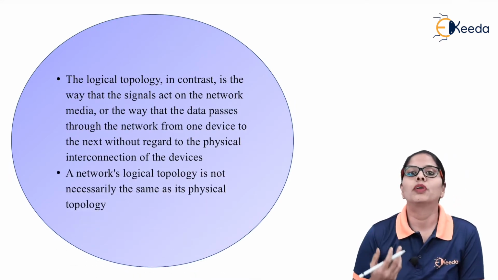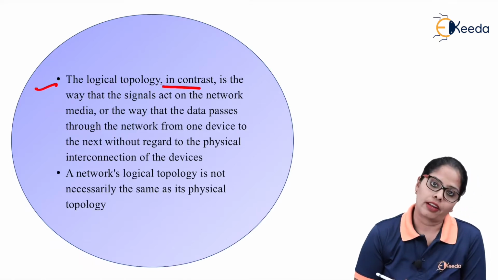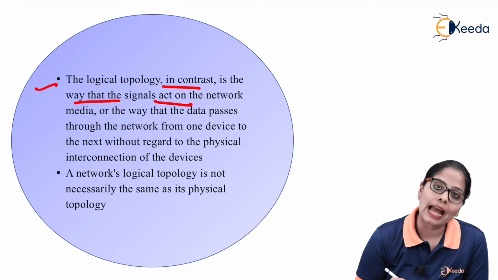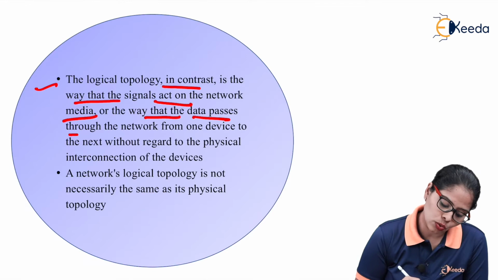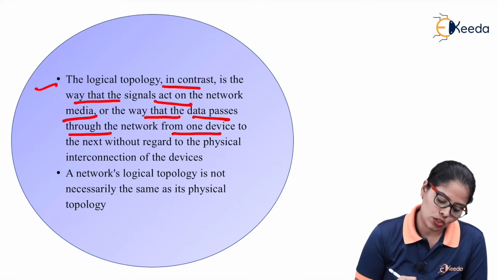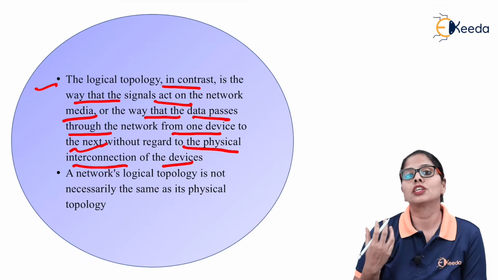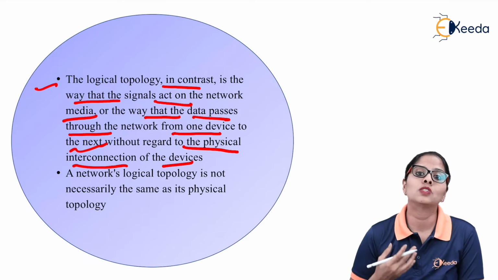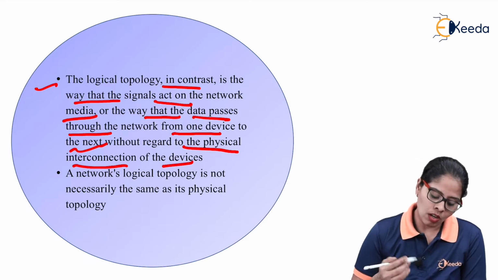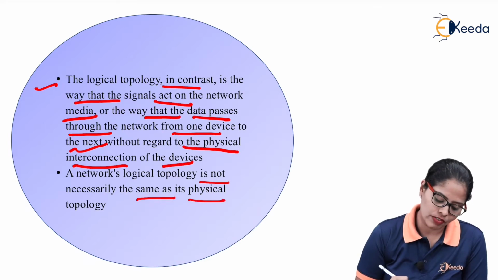Now let us discuss more about the logical topology. The logical topology, in contrast, is the way the signal acts on the network medium, or the way the data passes through the network from one device to the next, without regard to the physical interconnection of the devices. So basically, in the logical topology, we are more concerned about how the data transfer takes place between the two devices. The network's logical topology is not necessarily the same as its physical topology.